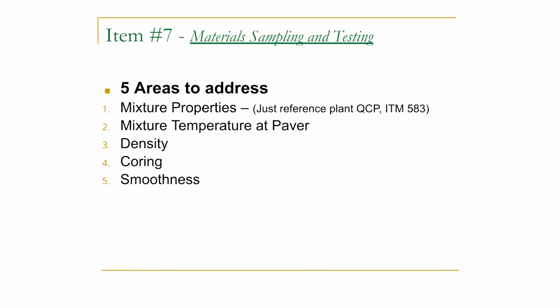Typically, we put in our plans that we're going to control the mix at the plant. Another QC tool is the ITM 583, which is a certified asphalt plant for INDOT. So we do all of our testing there at the plant according to that. Mixture temperatures at the paver: we have to designate how often and who's doing the temperature at the paver. We have to address the density, how we're controlling density, whether we're using a nuclear gauge or a non-nuclear gauge or cores or whatever it might be.